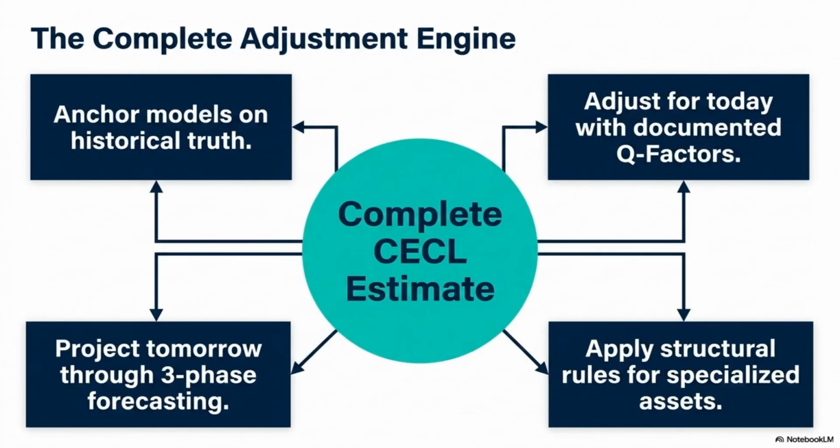Bringing it all together, a complete CECL estimate operates like an adjustment engine with 4 elements. You anchor your models on historical truth. You adjust for today using documented Q factors. You project tomorrow through the 3-phase forecast horizon. And you apply structural rules for specialized assets such as PCD loans and off-balance sheet exposures. These 4 elements working together produce a defensible, auditable, and forward-looking allowance estimate.